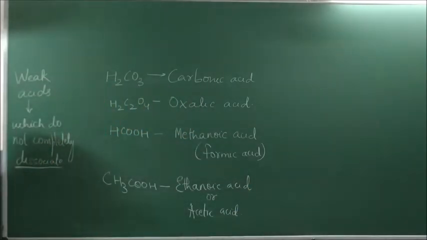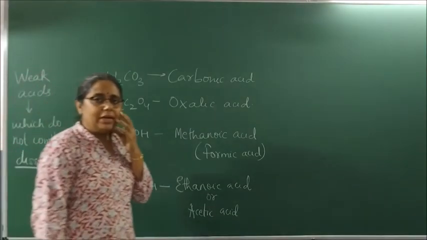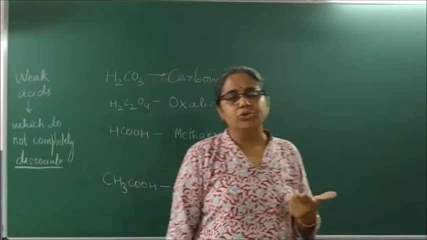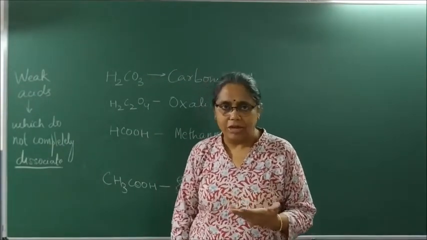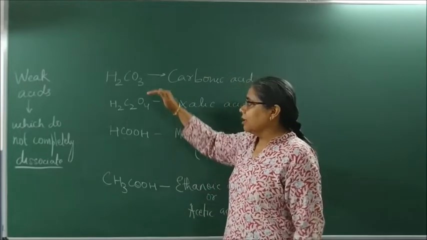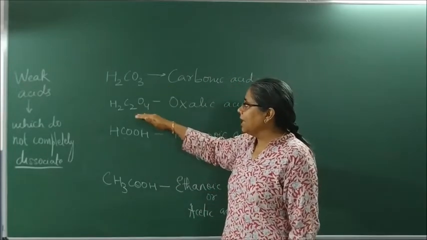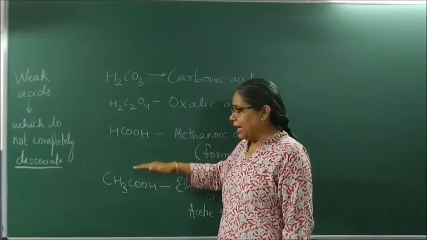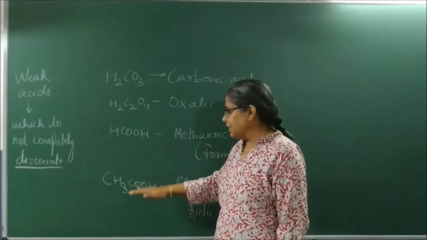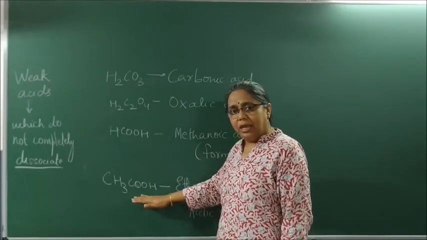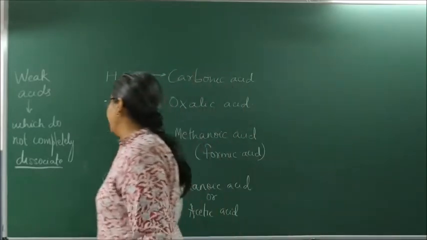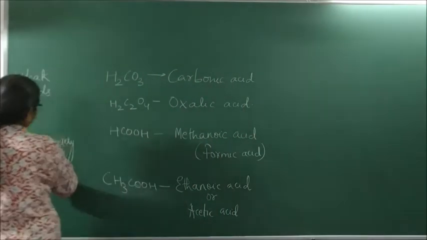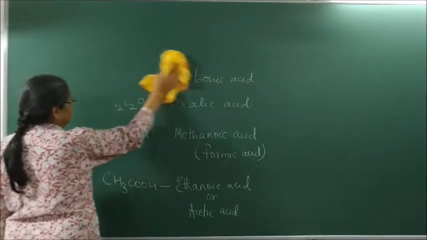So these are the examples of what acids? Weak acids. So we studied HCl, H2SO4, HNO3, H3PO4 as strong acids. Weak acids: carbonic acid, oxalic acid, methanoic acid or called as formic acid, and acetic acid or ethanoic acid. These are all examples of what acid? Weak acid. Now let us talk about strong bases.